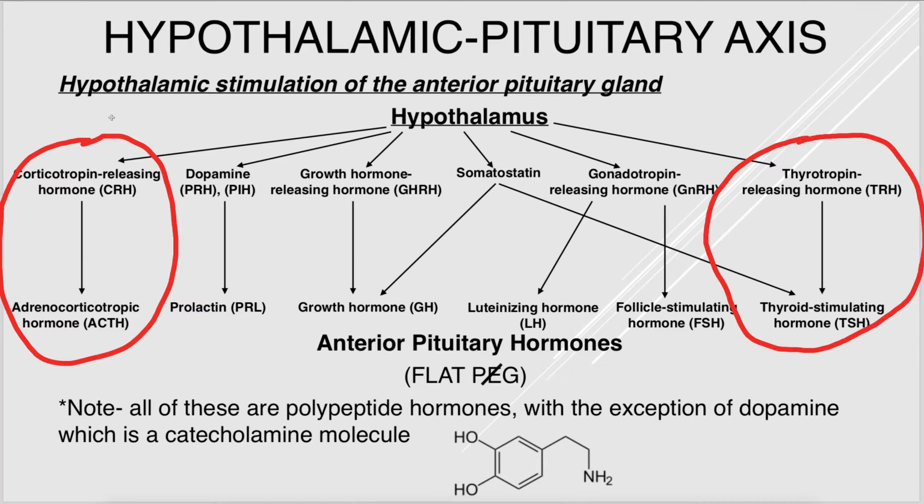Okay. So CRH from the hypothalamus stimulates the release of ACTH from the anterior pituitary. This will go to the adrenal cortex to stimulate the release of cortisol. Kind of the same exact thing over here. We have TRH, thyrotropin releasing hormone from the hypothalamus, stimulates the release of TSH, thyroid stimulating hormone, from the anterior pituitary. This is going to go to the thyroid and stimulate the release of thyroid hormone.